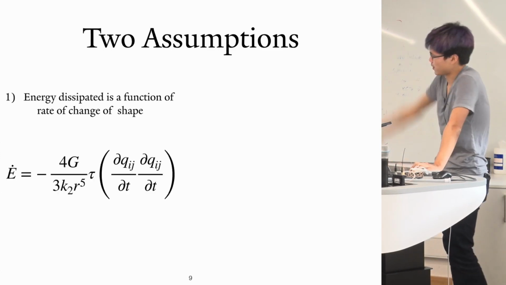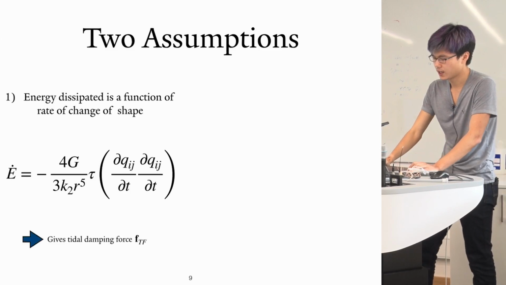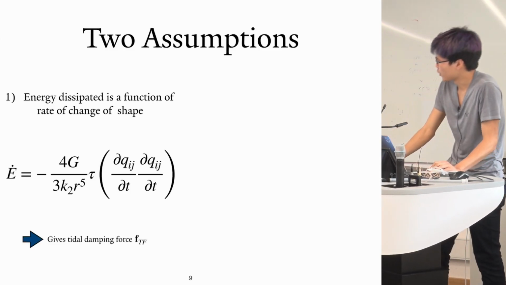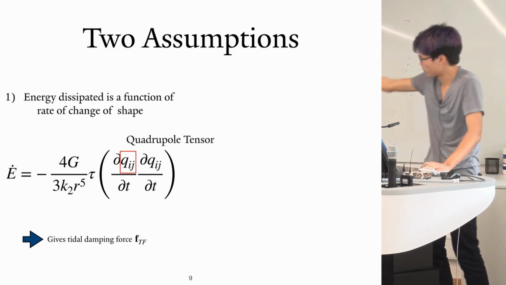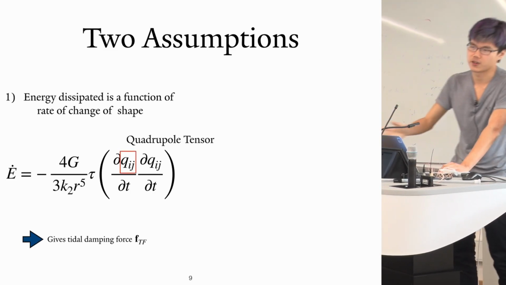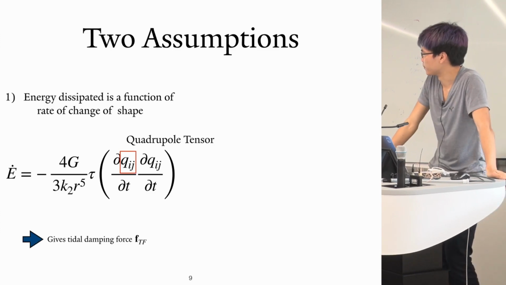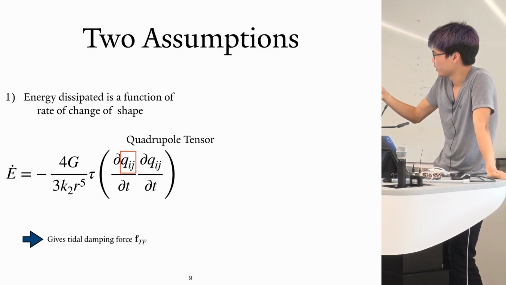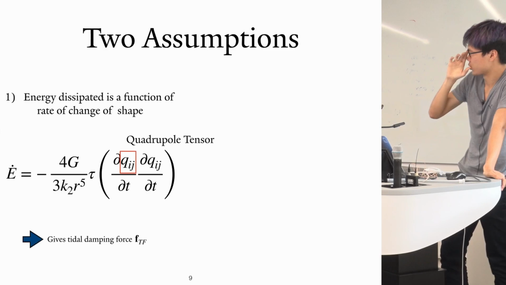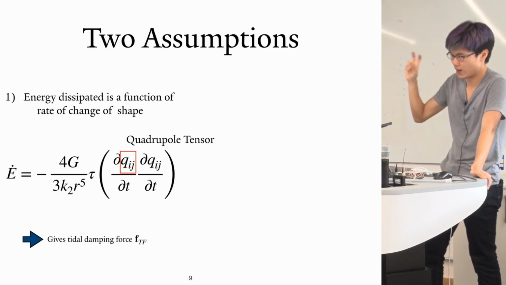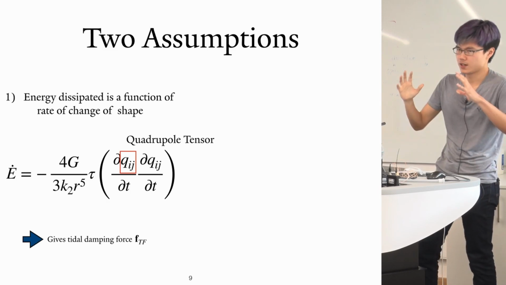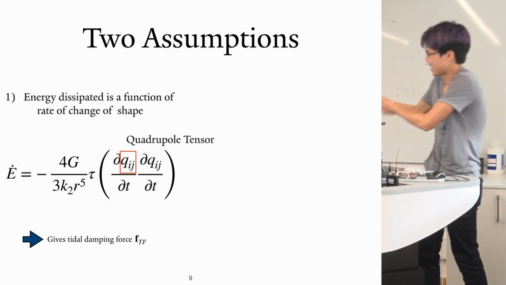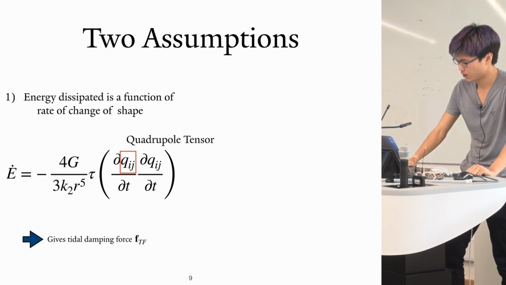This is parameterized by this equation here. And using this, you're able to back out the magnitude of the tidal damping force. This Q term here is known as the quadrupole tensor and, to first order, gives the shape of the body. So you're seeing the rate of change of shape here. Also notice the tau quantity, which is the aforementioned tidal dissipation parameter we're using.